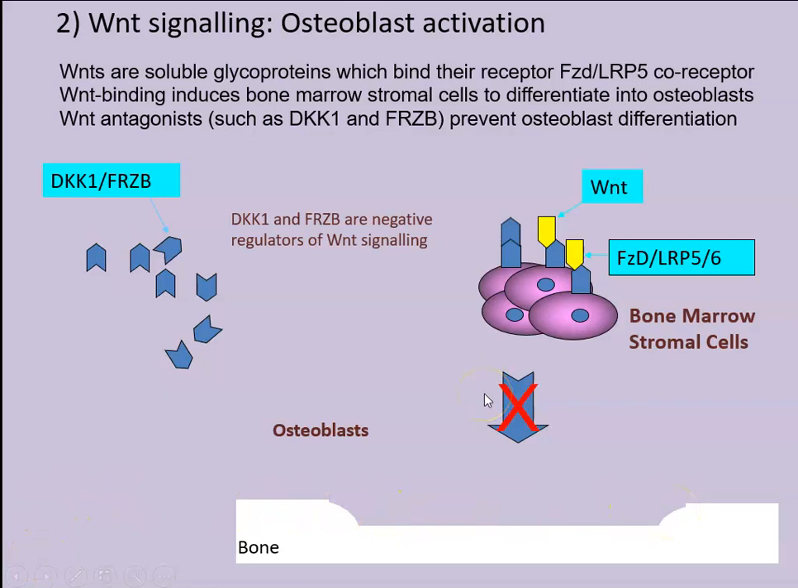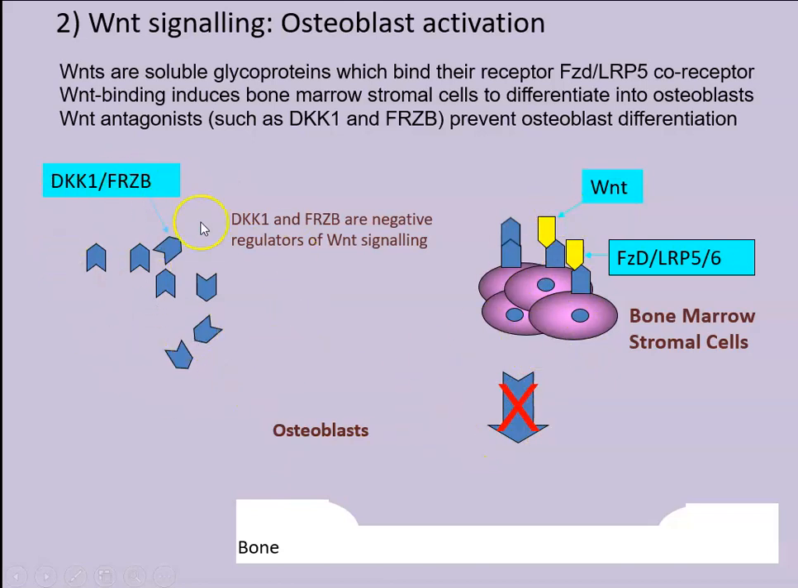Right at the end of this lecture, I'll show you some x-rays of cancer-induced bone disease, which is my particular interest. And one of the things that I've been working on in the past is looking at how tumour cells overexpress Wnts, and prostate cancers overexpress Wnts, and they drive excessive bone formation. So that makes sense given this pathway.